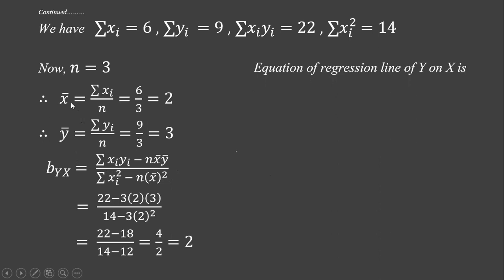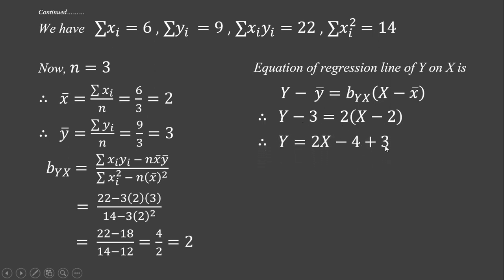Now we have these three things: x bar, y bar, and regression coefficient. So we can write the regression equation of y on x: y minus y bar is equal to byx into bracket x minus x bar. We only have to substitute these three values. Y minus 3 is equal to 2 into bracket x minus 2. We transfer this 3 to this side, multiplying 2 with this bracket, 2x minus 4. So we get y is equal to 2x minus 4 plus 3. So y is equal to 2x minus 1. Okay, so this is the required regression equation of y on x.